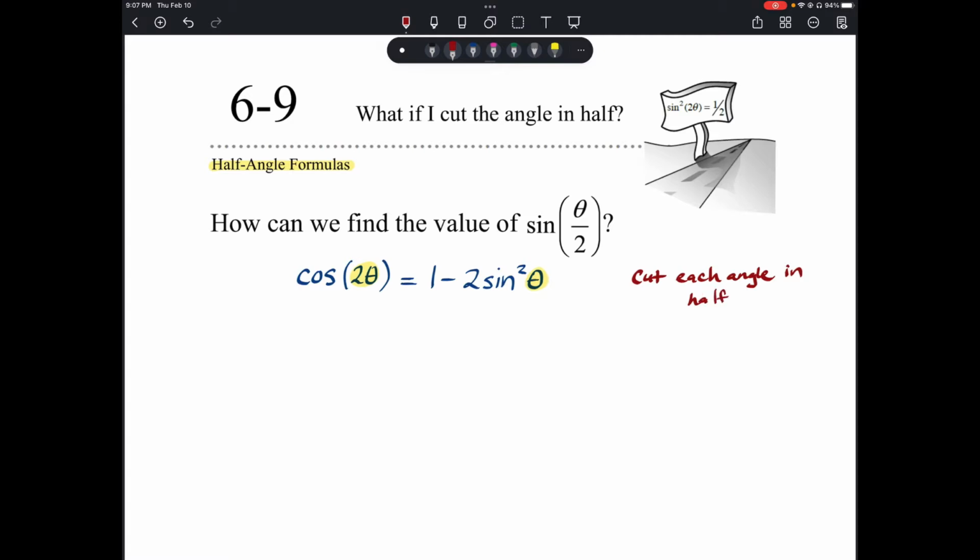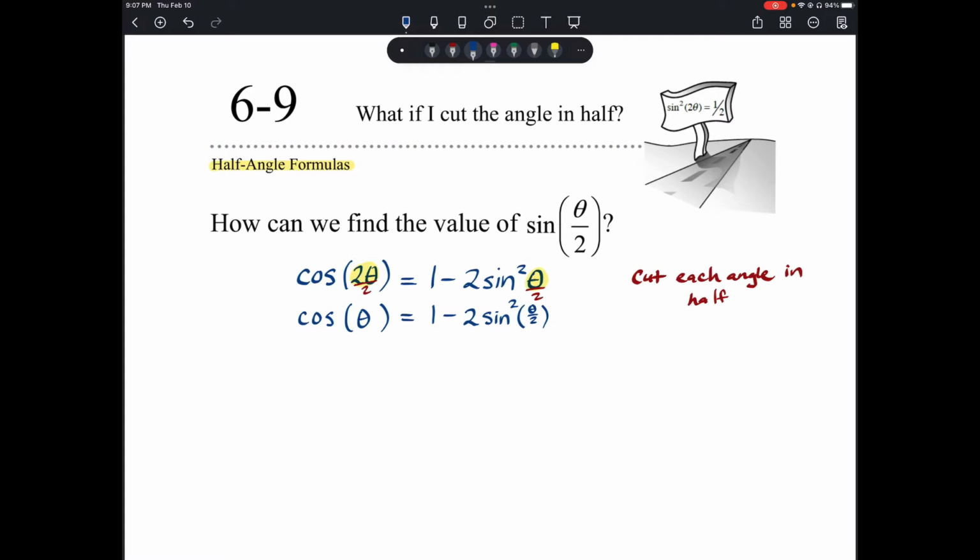When I do that, it's like I'm dividing this by 2, I'm dividing this by 2. So now really we still have one that is twice as big as the other, or one is still half the size of the other one. But we have the cosine of theta equals 1 minus 2 times the sine of half of theta squared.